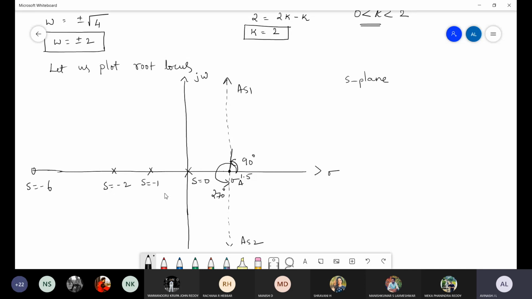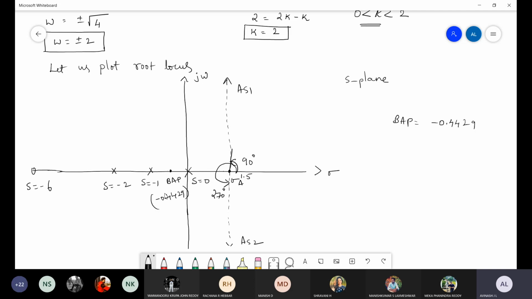Now the breakaway point we need to consider. Where will the breakaway point come? It is at minus 0.4429. So I can say the breakaway point is minus 0.4429. If this is 0.5, it is somewhere here, that is BAP, the breakaway point, minus 0.4429.